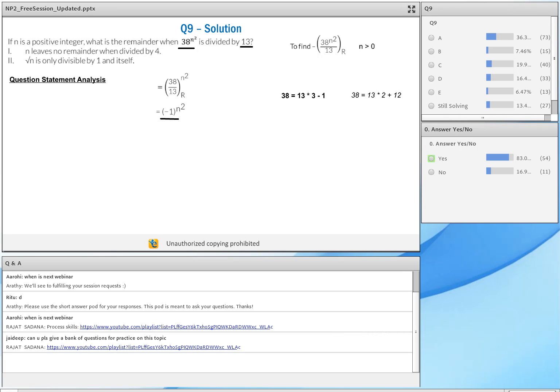Now there are two possibilities that exist. One is if n is odd, and the second case is n is even. If n is odd, then my remainder is minus 1 plus 13, which is 12. If n is even, then my remainder is plus 1, because I don't get a negative remainder, I get a positive remainder over here.